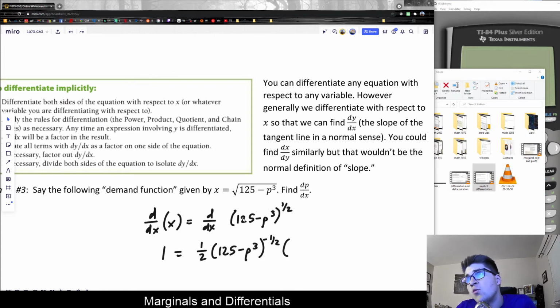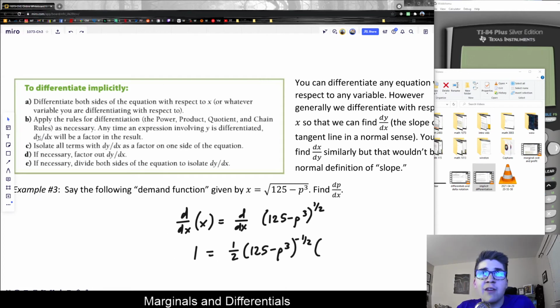The derivative of 125 is 0, of course, because the derivative of any constant is always 0. And the derivative of p cubed: here is where, again, notice that I'm doing d/dx of p. So I need to, as it says, include dy/dx as a factor in the result, or whatever your variable is. In this case, it'll be dp/dx, which is what I'm trying to find. The derivative of negative p cubed is going to be -3p squared. And again, by the chain rule, I need to multiply by dp/dx because it's obvious that p and x are dependent on one another, since it's an equation.